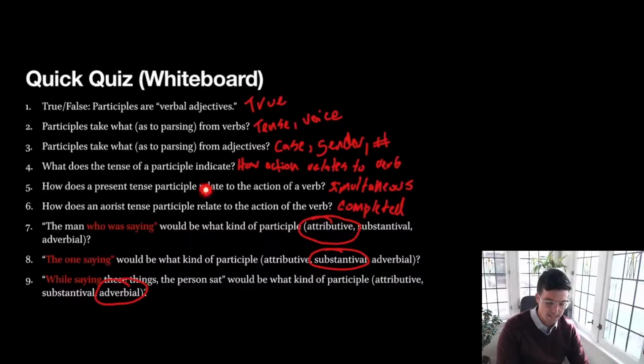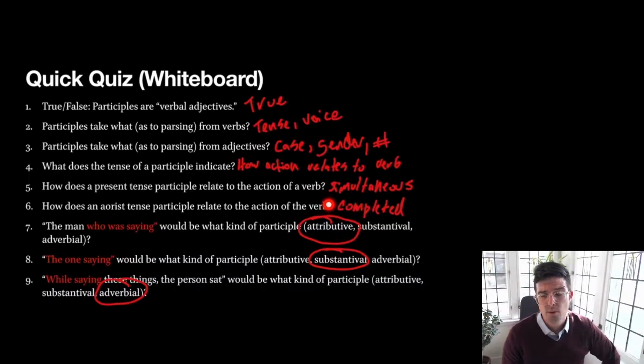With a present tense participle, we have simultaneous action. The action of the participle is taking place at the same time as the action of the verb. So if the verb is in the past tense, as if it's an aorist, for example, then the action of the participle is going to be happening at the same time in past time as the action of the verb. If the verb is a present tense verb and the participle is a present tense participle, the present action of the verb and the present action of the participle are happening at the same time.